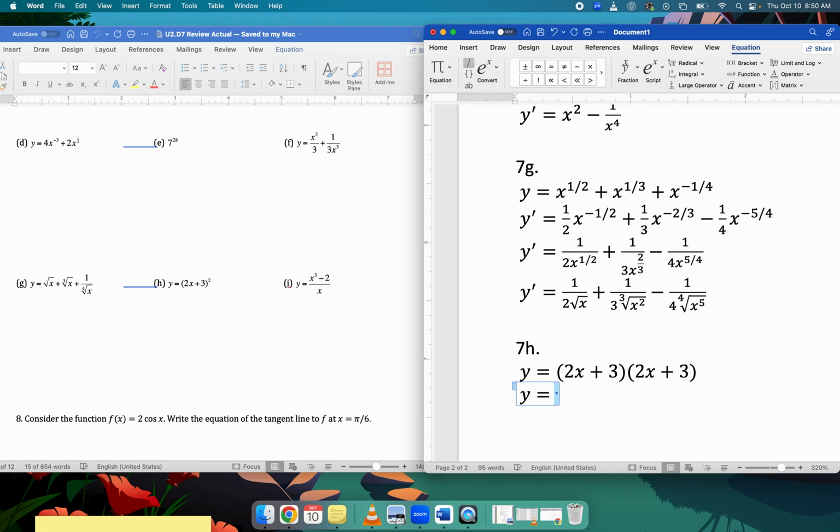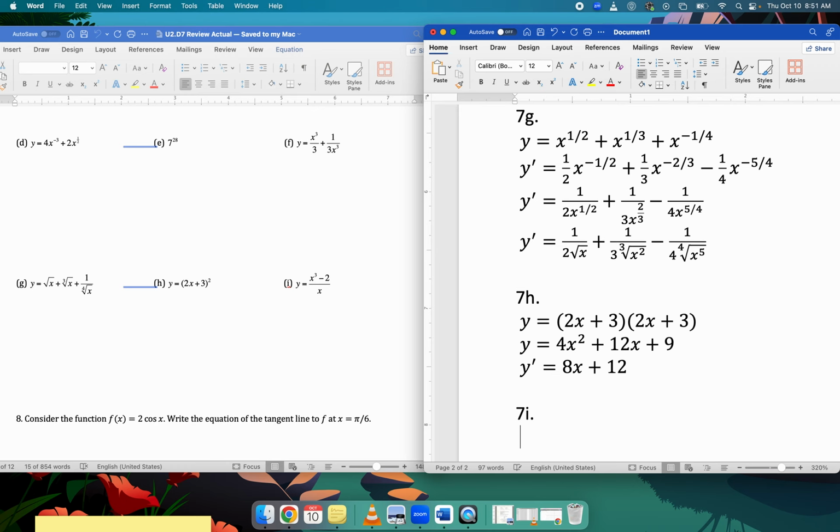which means multiplying out, I get 4x squared plus, I think you're going to get 12x, right? Because 2x times 3 is 6x, you double that, plus 9, which means y prime, now I'm ready to take the derivative, is 8x plus 12. Cool.